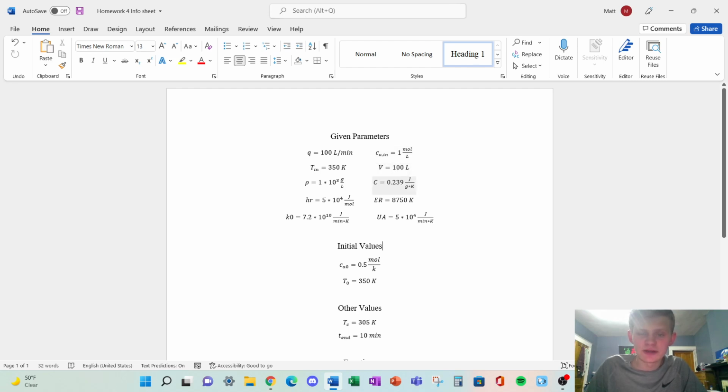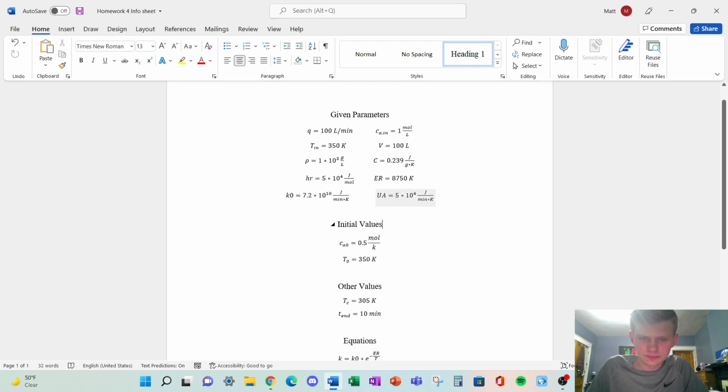Our heat capacity of our material is going to be 0.239 joules per gram Kelvin. Our activation energy, the heat of activation of our reaction, is going to be 8,750 Kelvin. Our thermal conductivity is going to be 5 times 10 to the 4th joules per minute Kelvin. And our frequency factor is also going to be 7.2 times 10 to the 10th power.